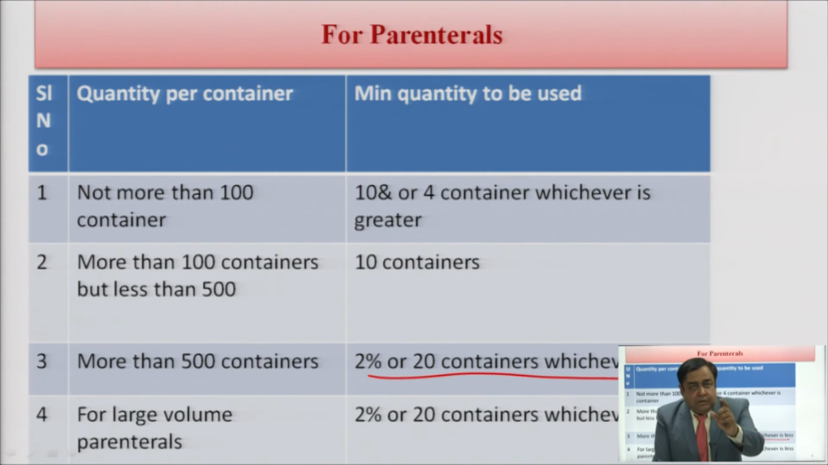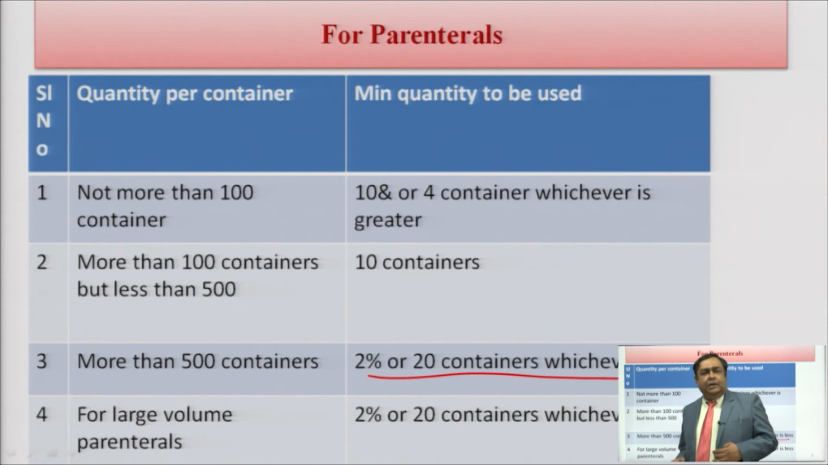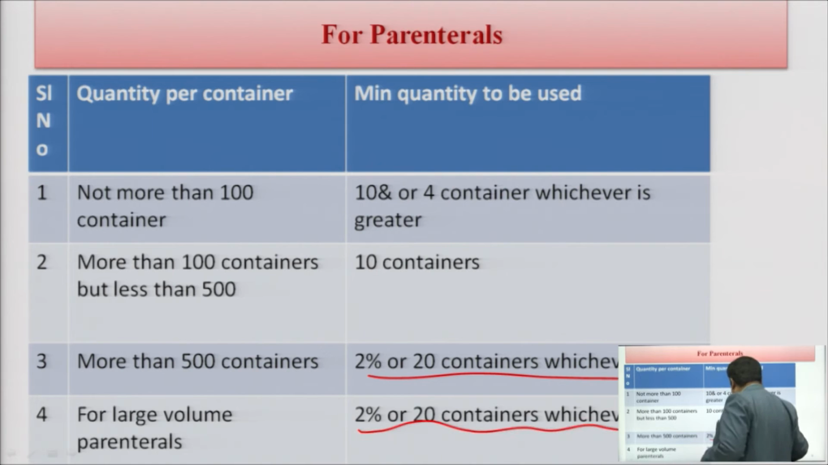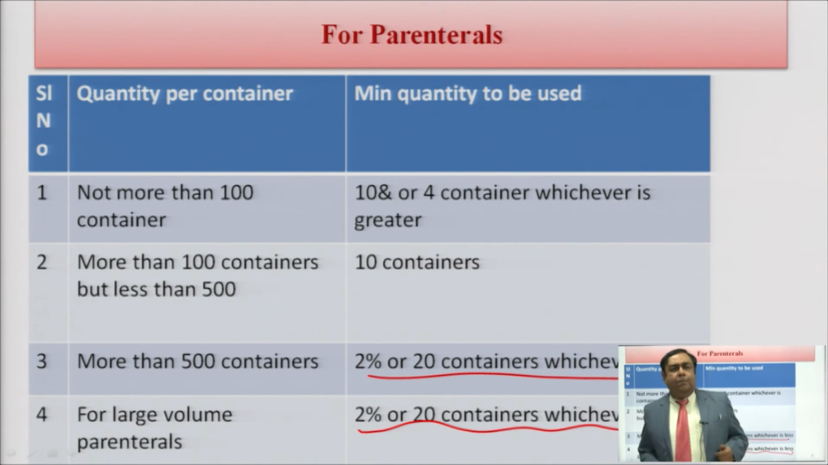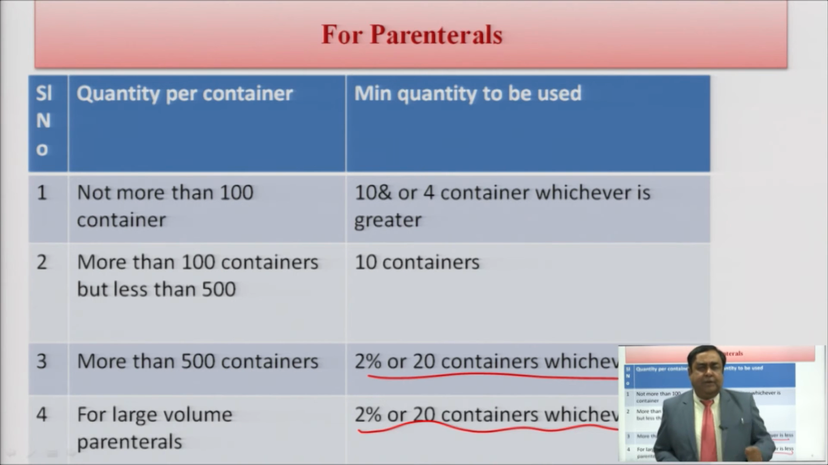If you follow these guidelines for the minimum quantity for the test, the result which you will be getting will be reproducible and correct. For large volume parenterals, the same criteria goes. For large volume parenterals, we have to take 2% of the batch size or 20 containers, whichever is less.